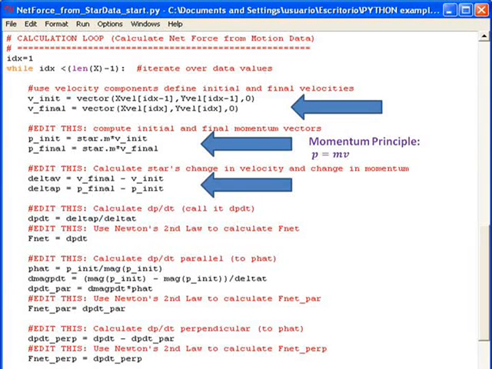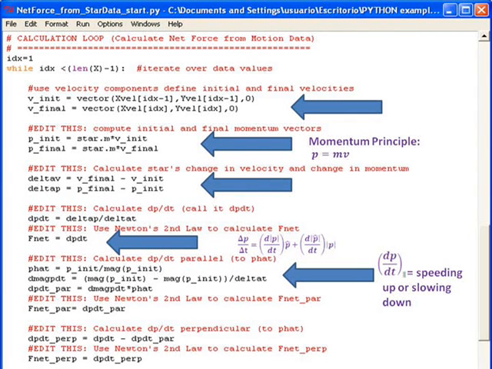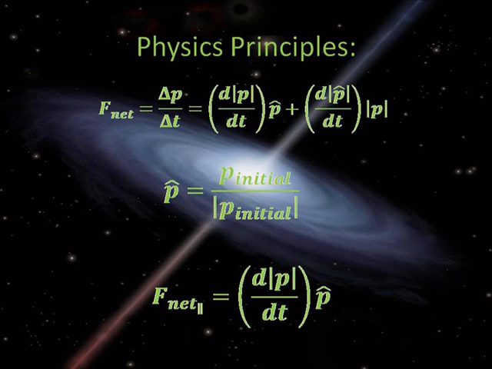After that, I calculated the star's change in velocity and change in momentum by placing v final minus v initial equal to delta v and p final minus p initial equal to delta p. Then, by using Newton's second law, I calculated that F net is equal to dp dt. Recall that earlier I mentioned how to find it. Also, by finding F net equal to dp dt and knowing that F net is the sum of all forces, then we need to find F net parallel and F net perpendicular.